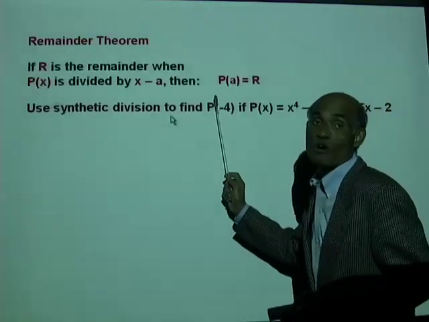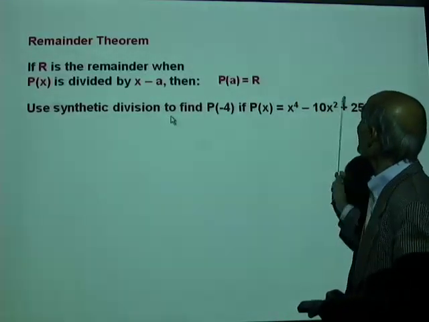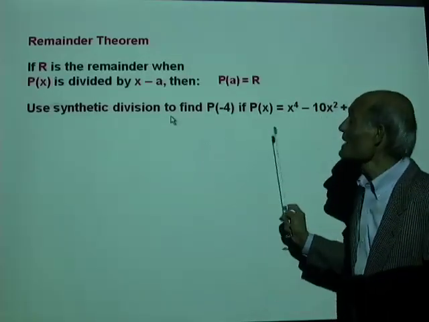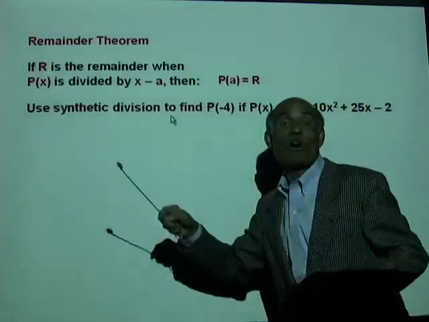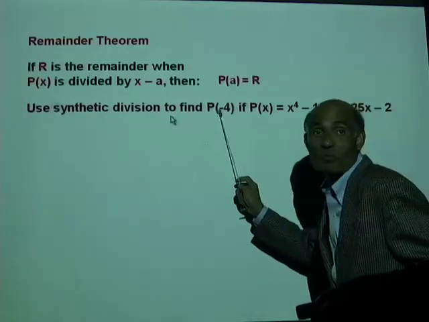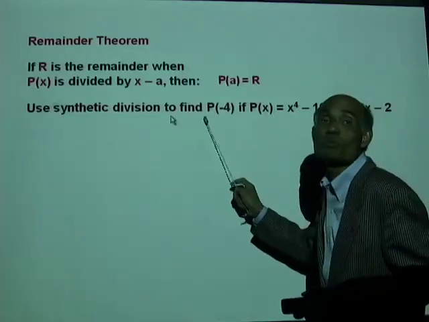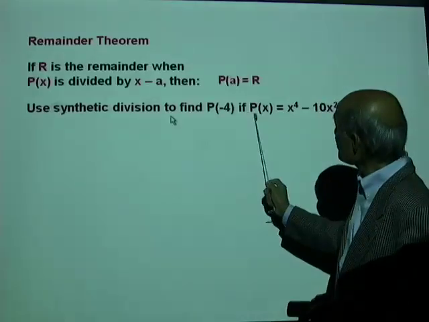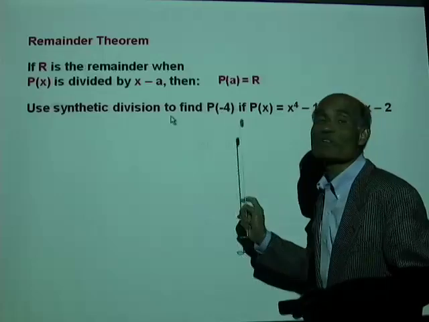Now, according to the remainder theorem, if this polynomial is divided by x plus 4, the remainder will be P of negative 4. You see, when you divide this polynomial by x plus 4, whatever remainder you get will be the same as P of negative 4. That is what the remainder theorem says. Alright, let's use synthetic division to find P of negative 4.